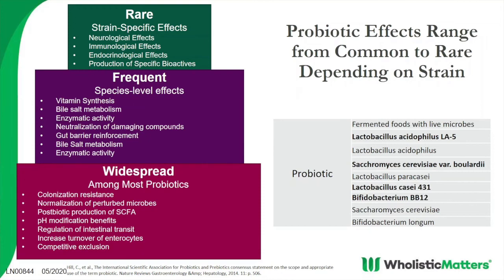So for those probiotics, some of the examples are things like Lactobacillus acidophilus. But in particular, you can look even more specific at the strain. So a strain like LA5. In a yeast, something like Saccharomyces cerevisiae has been outlined as a helpful microbe, but the variety Boulardii has been outlined to have particular effects. Same thing with Lactobacillus casei 431 and Bifidobacterium BB12. So there's all kinds of microbes that can be supportive.